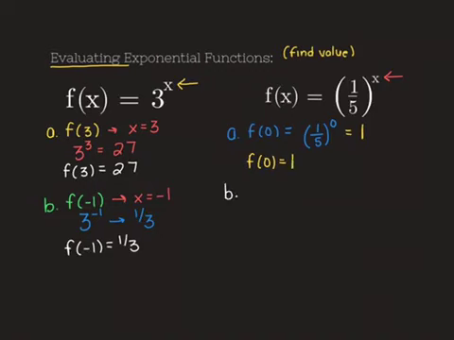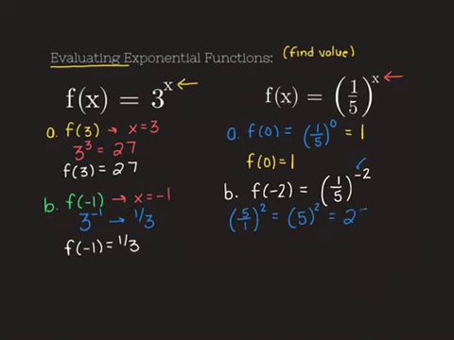Let's look at one more. Let's look at f of negative 2. So again, we're going to replace that x with a negative 2. Now remember, we can get rid of that negative exponent right here by simply flipping our fraction over. So we could have 5 over 1 squared, or now we can just write this as 5 squared. And that is equal to 25. So f of negative 2 is equal to 25.